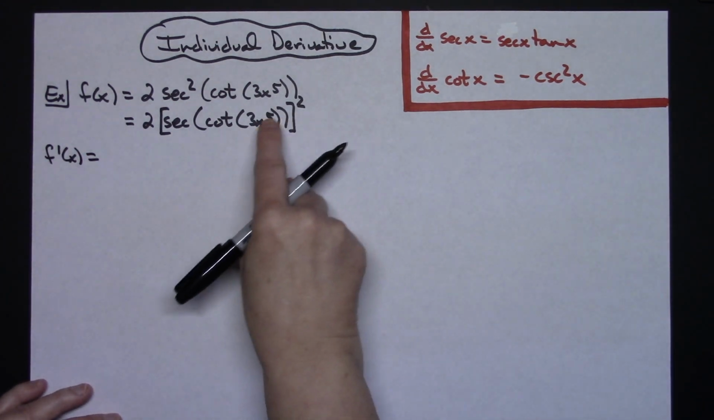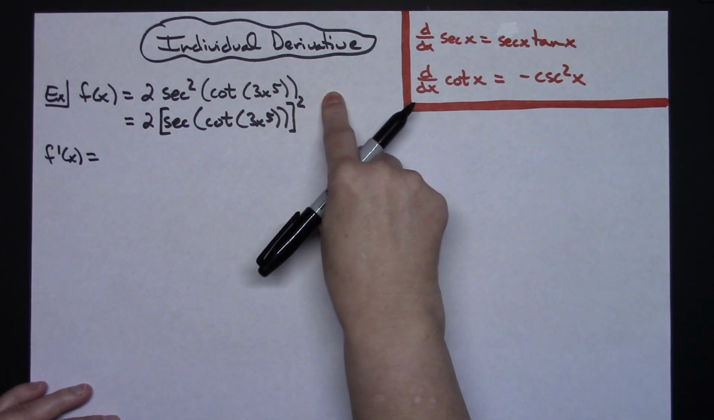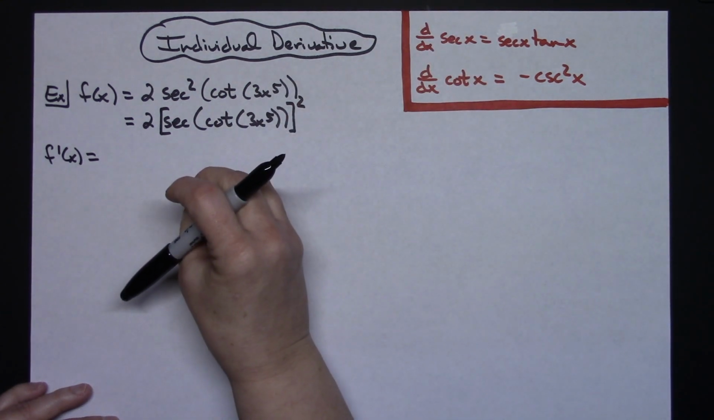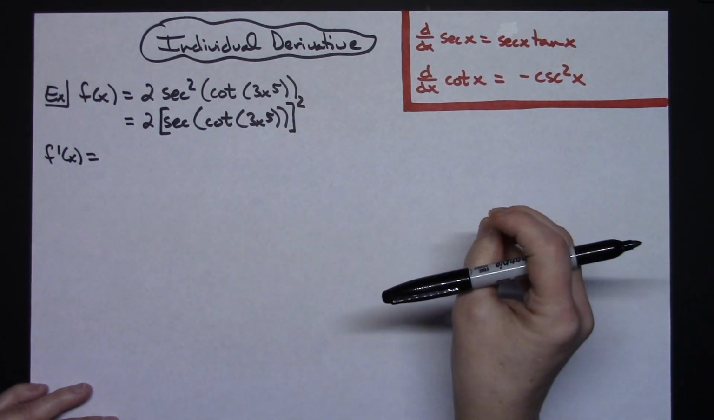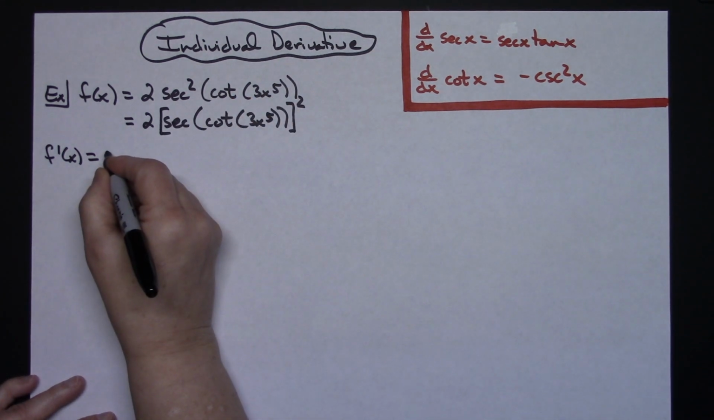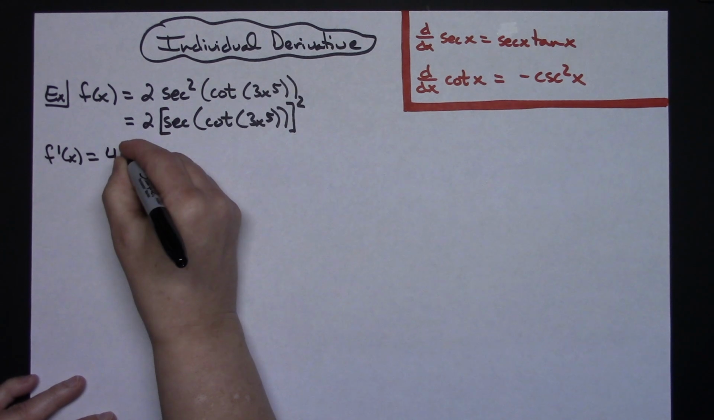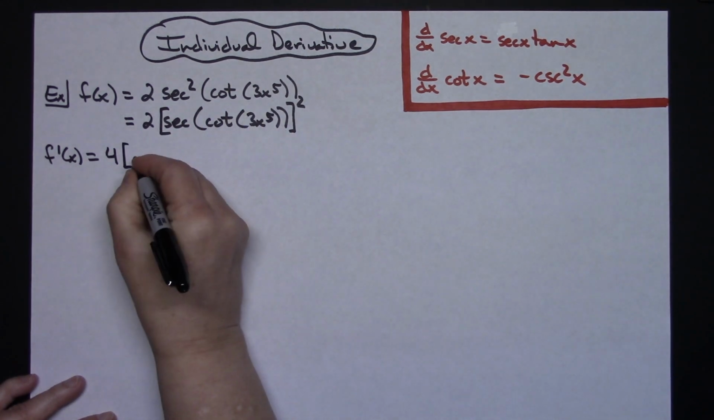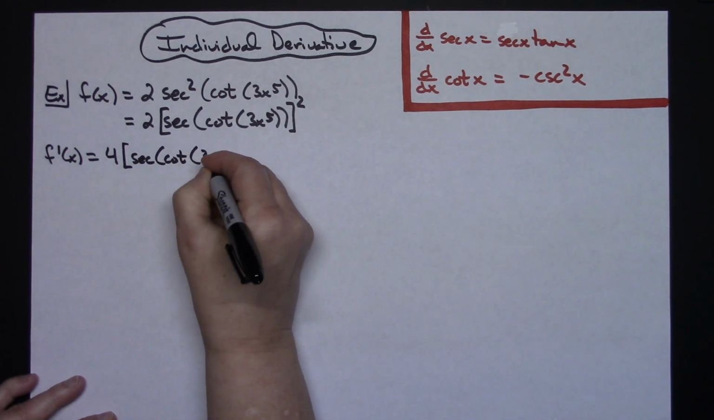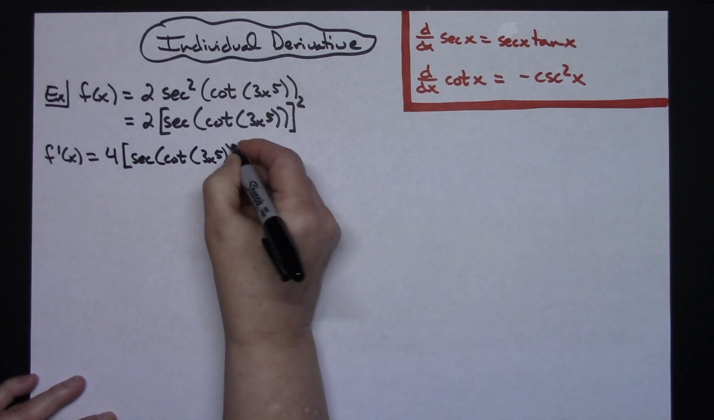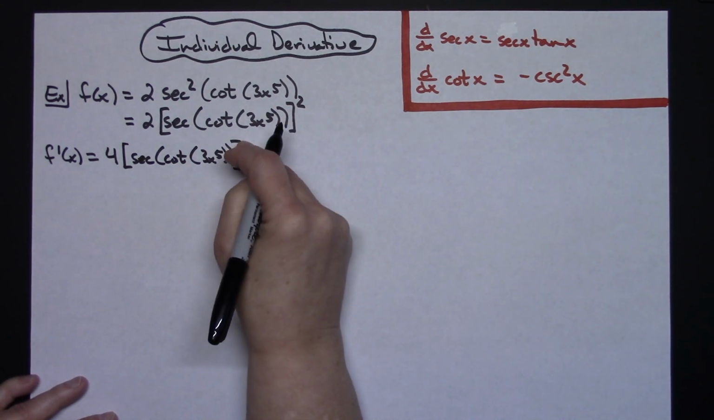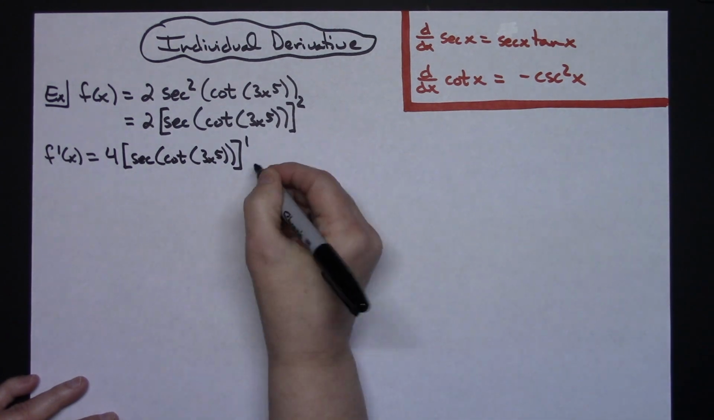This something being raised to the second power is my outside function. We take the derivative of the outside function, we leave the inside function alone, and then we multiply by the derivative of that inside. So when I pull that down in front, I'm going to have 2 times 2, which is going to be 4. I am going to leave the inside function alone, so secant cotangent 3x to the 5th. Remember to subtract 1 from that exponent, so 2 becomes a 1 there, so we'll go ahead and put the 1 there just so we can see it.